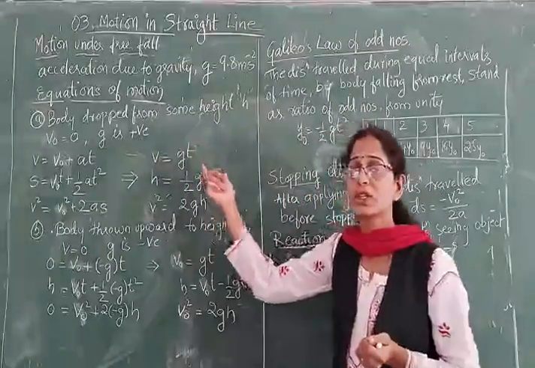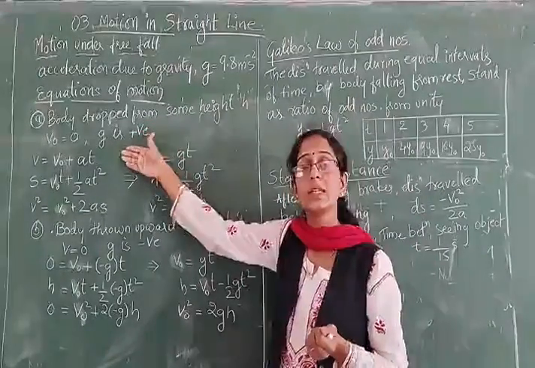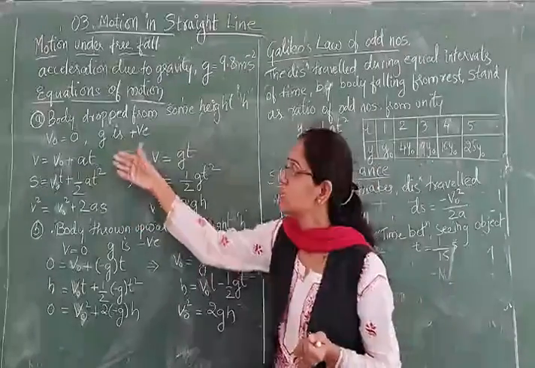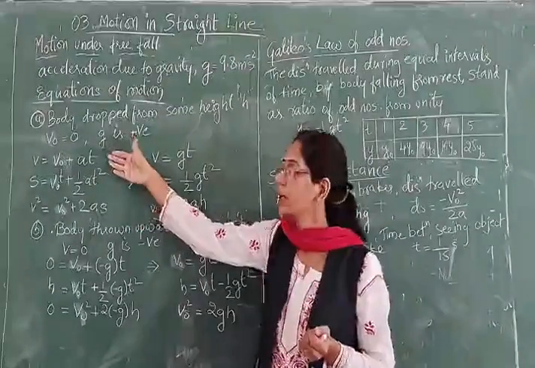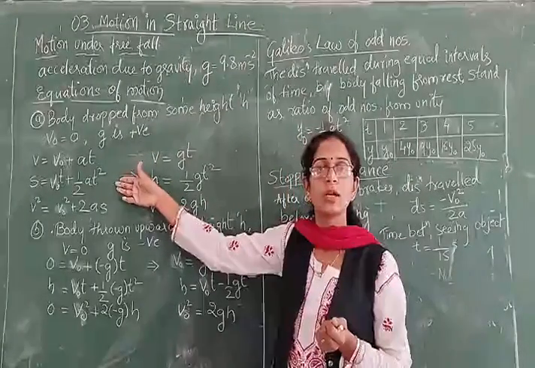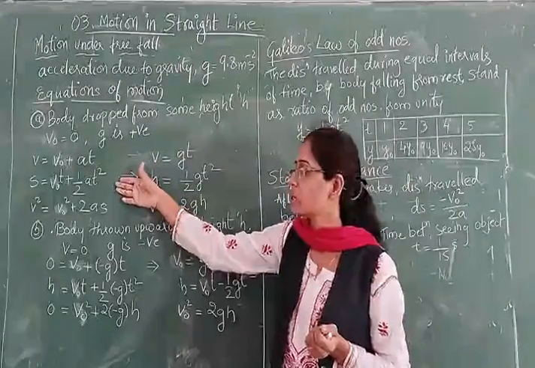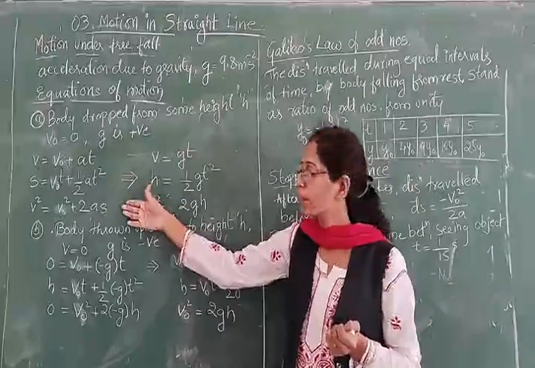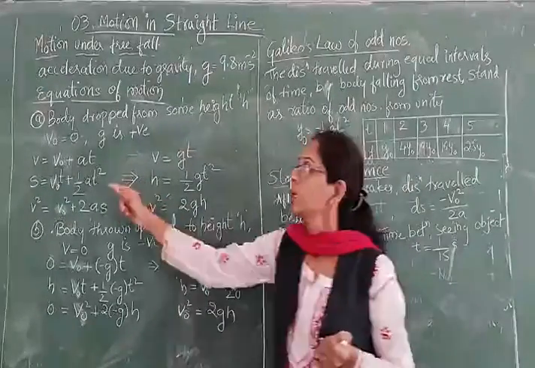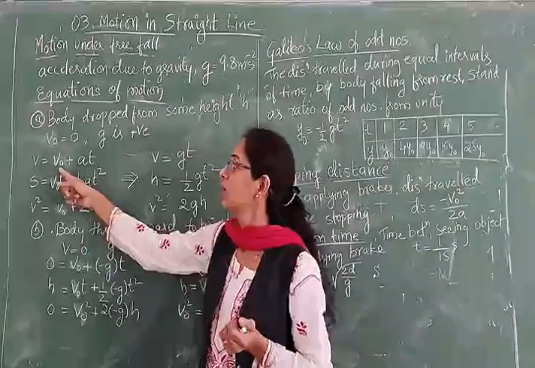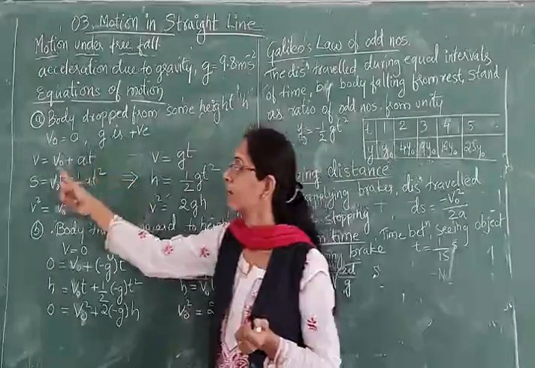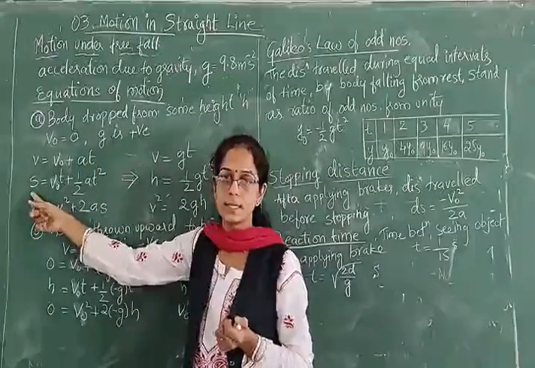Then we will see the equations. Already we have learned these three important equations known as equations of motion. First is v is equal to v0 plus at. Then s is equal to v0 t plus half at square. And last is v square is equal to v0 square plus 2as, wherein v is the final velocity, v0 is the initial velocity, a is acceleration, t is time and the other variable is s, that is the displacement.